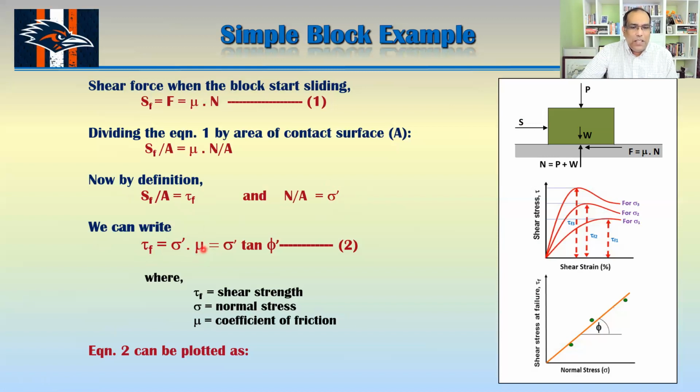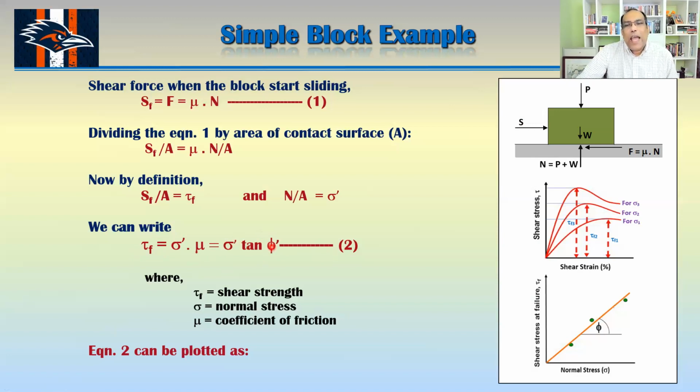Now, mu is basically tan phi prime by definition, okay? So you can write from here that tau_f, meaning your shear strength, is equal to the normal stress multiplied by tan phi prime.